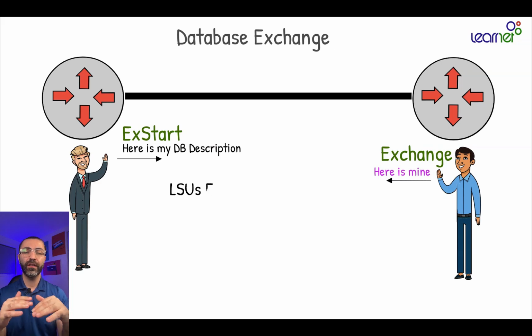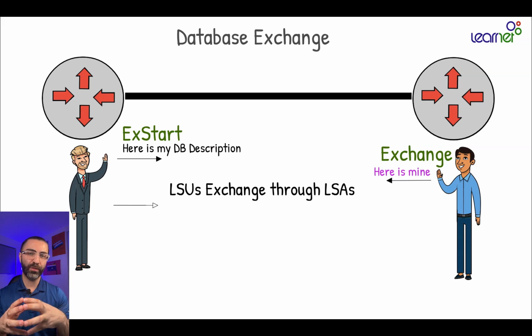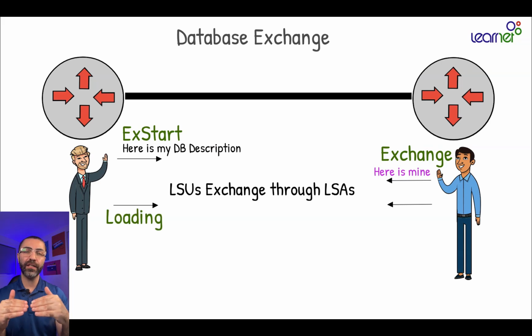conversation finished, they're ready to send the detailed information, because that database cannot be sent at once. So it has to go gradually through LSAs, or link state advertisements. And what has been sent through LSAs? It is called LSU, or link state updates. And in this stage, the neighborship state goes to loading.